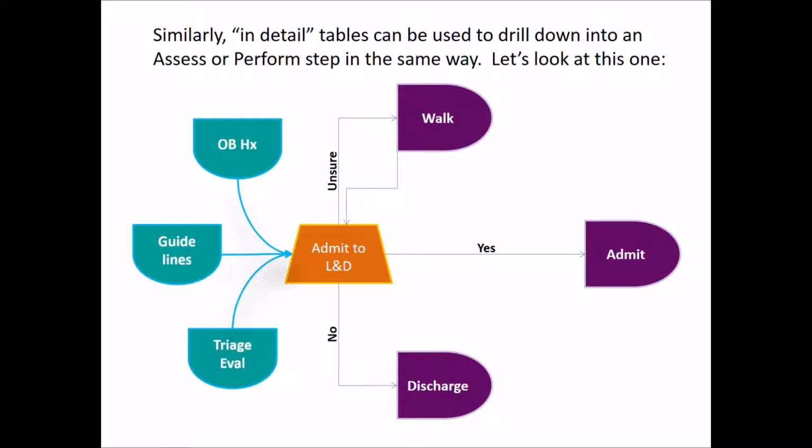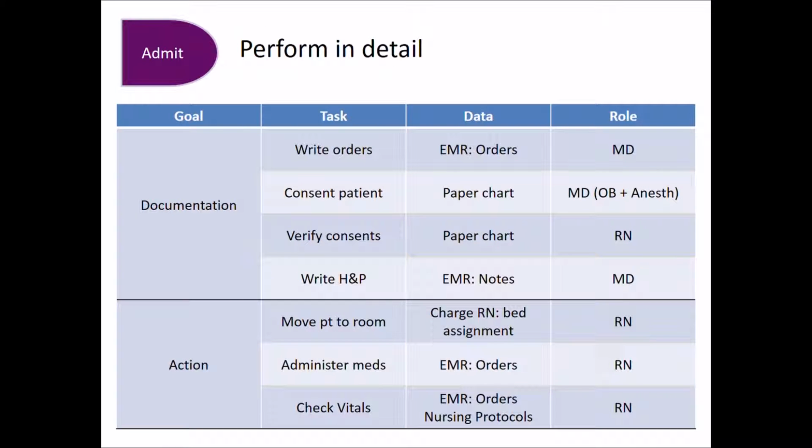You can use a similar in-detail table to drill down into any assess or perform step in your process map. Let's look at an example of drilling down into our admission step. For example, you could break down our admit task like this. This perform in detail table groups the many different subtasks that need to happen to admit the patient by their overarching goal. With admitting a patient, for instance, the two separate goals are both to document the admission and then also to take the actions needed to get the patient into the hospital.